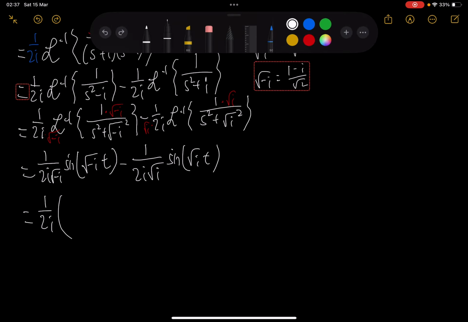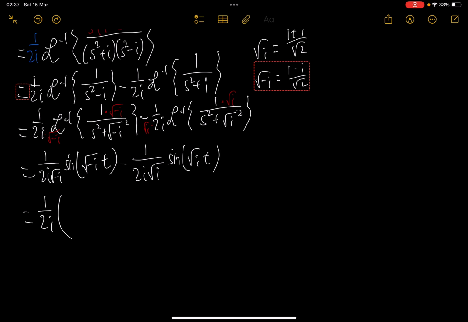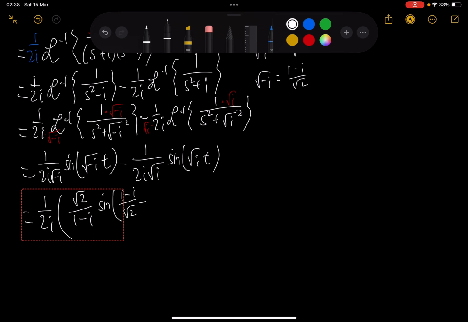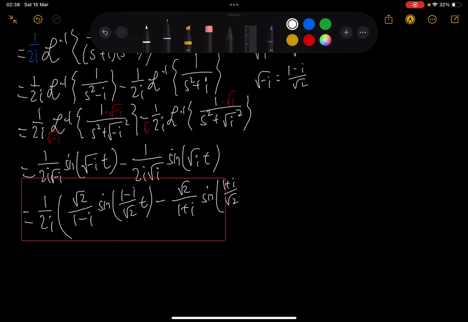Therefore, we just get the reciprocal of it. So we get root 2 over (1 minus i) here, times cos, and here the square root of negative i, which is (1 minus i) over the square root of 2 times t, like that. And then we are going to minus 1 over the square root of i, which is the reciprocal of this, (1 plus i) over root 2, and then take the reciprocal, which is root 2 over (1 plus i), times cos, and the square root of i, which is (1 plus i) over the square root of 2, times t, like that.